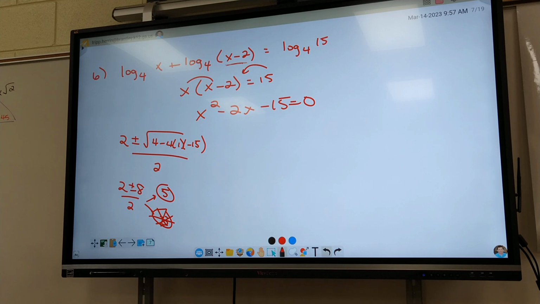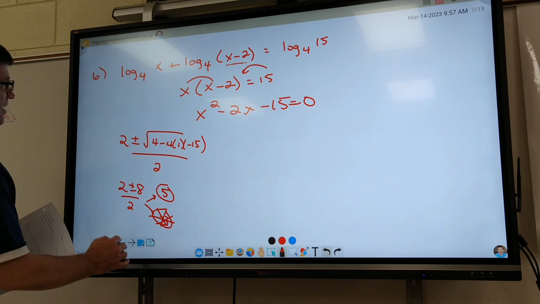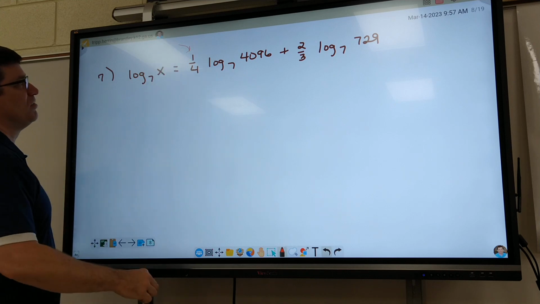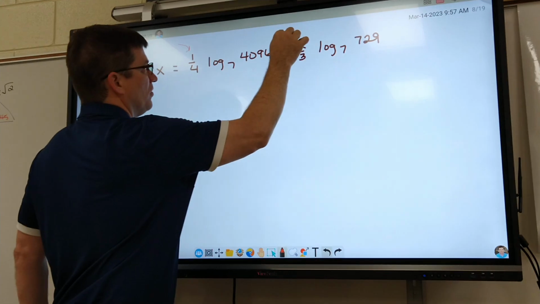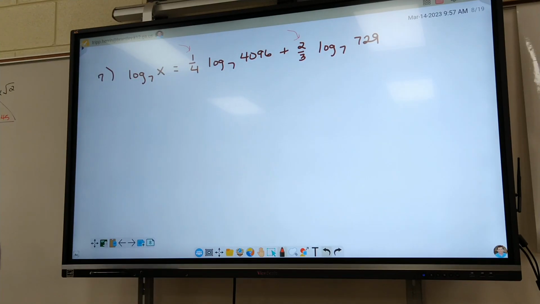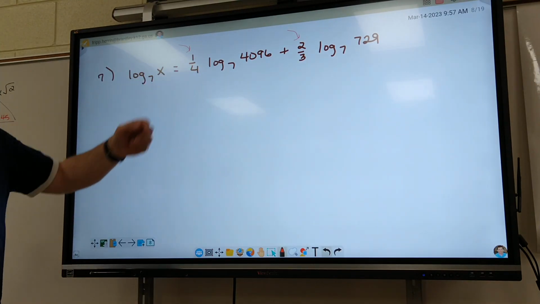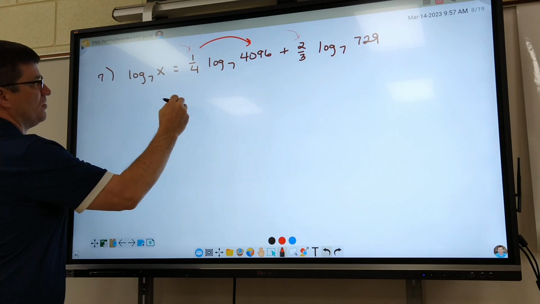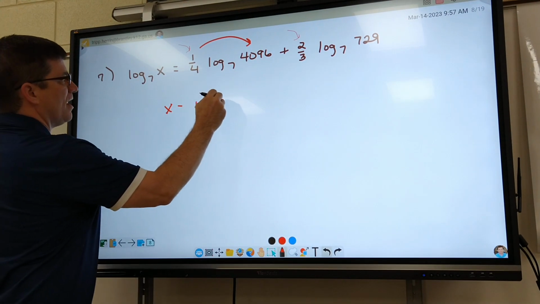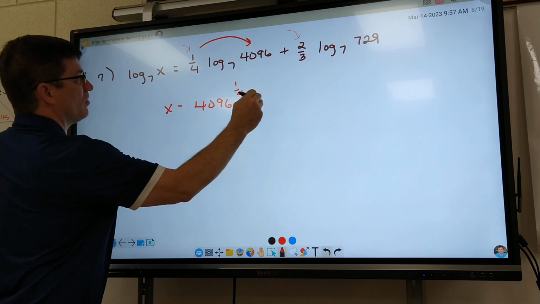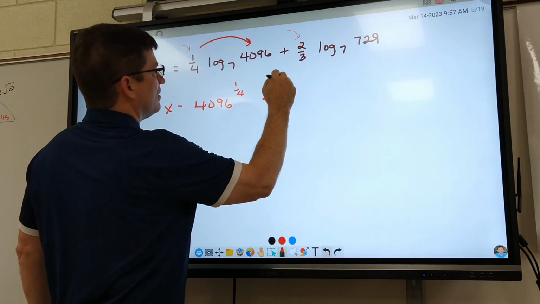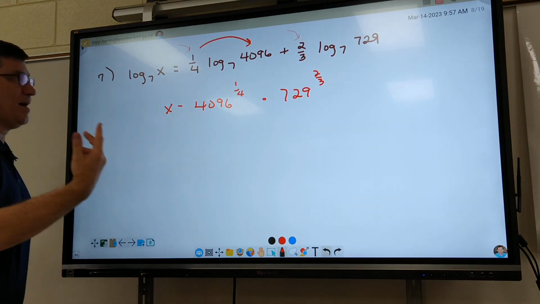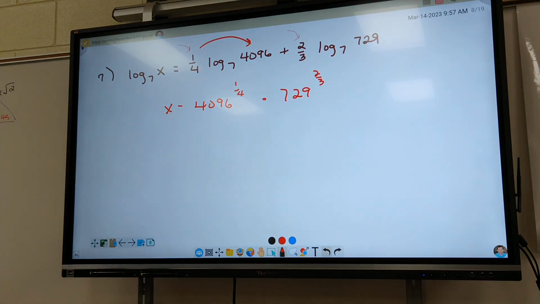Okay, go to 7. All right, 7. Everybody always forgets what happens with this 1/4 and the 2/3. Y'all remember what happens to them? If 1/4 is in front of the log, then it becomes the exponent for the number behind the log. So this is just going to be 4,096 to the 1/4 power times 729 to the 2/3 power. And you can type that one straight into your calculator and it should work out.